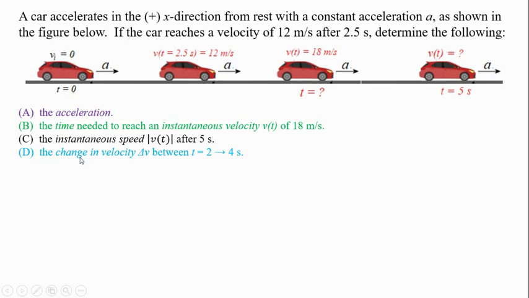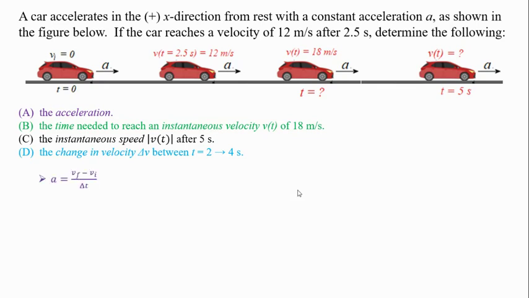One, the acceleration. Two, the time needed to reach an instantaneous velocity of 18 meters per second. Part C wants us to find the instantaneous speed. So really, it's the same as asking us to find the instantaneous velocity at 5 seconds, except leave out the direction, aka the absolute value, which just means magnitude. And then part D asks us to find the change in velocity during the interval of 2 to 4 seconds. All right, let's knock it out.